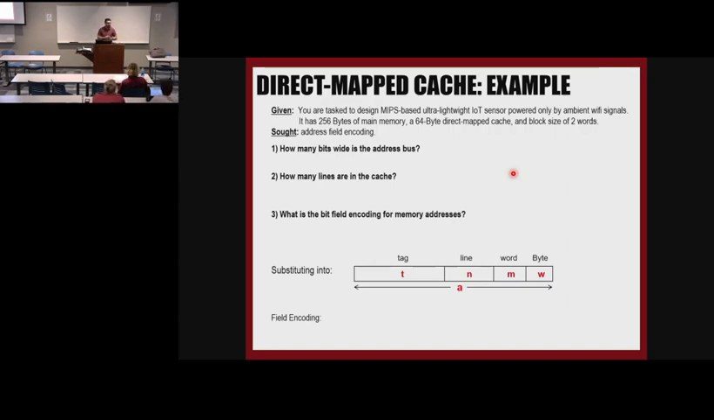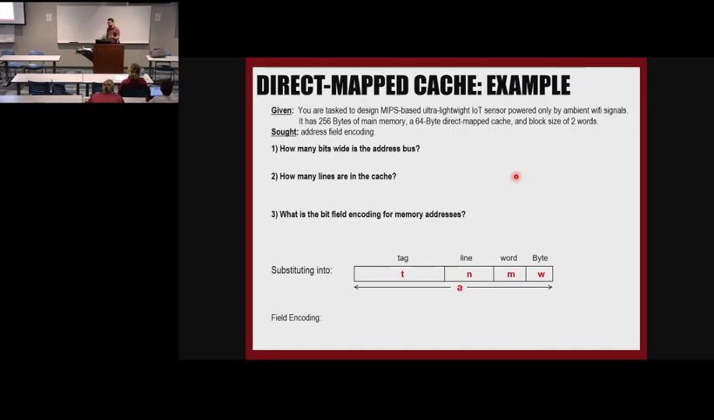What is it? Go ahead, Rob. It's 8. Why is it 8? Because you do 256, because it's 2 to the 8. We have 256 bytes in the main memory. So that's the capacity of the main memory.